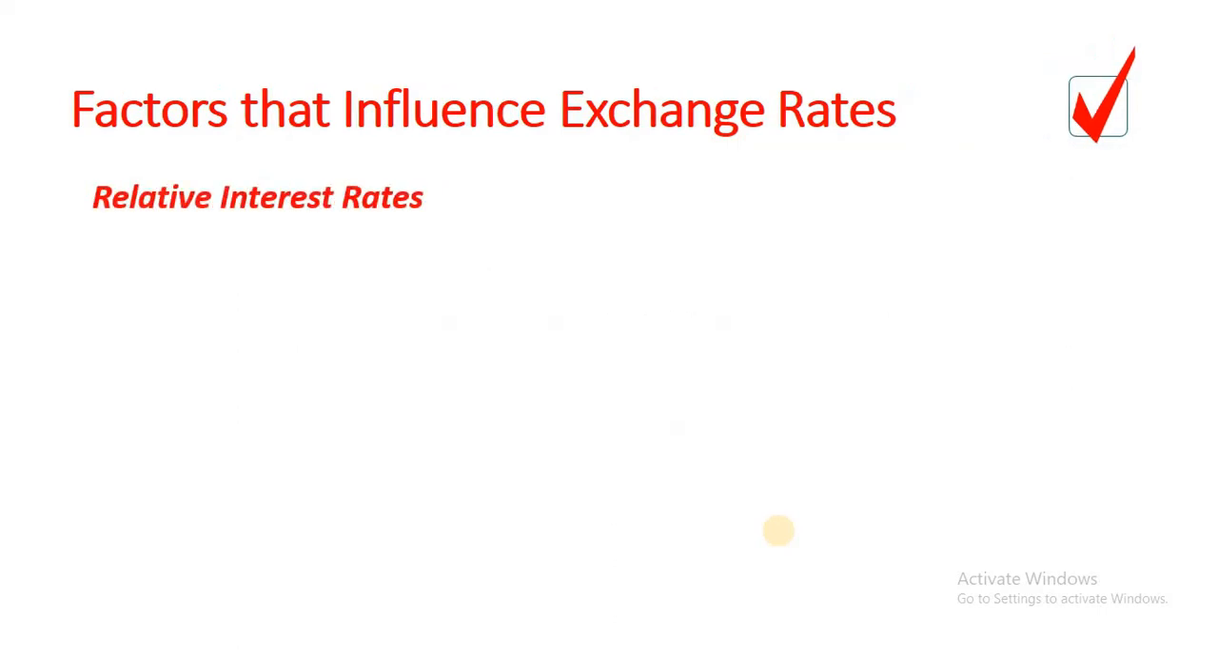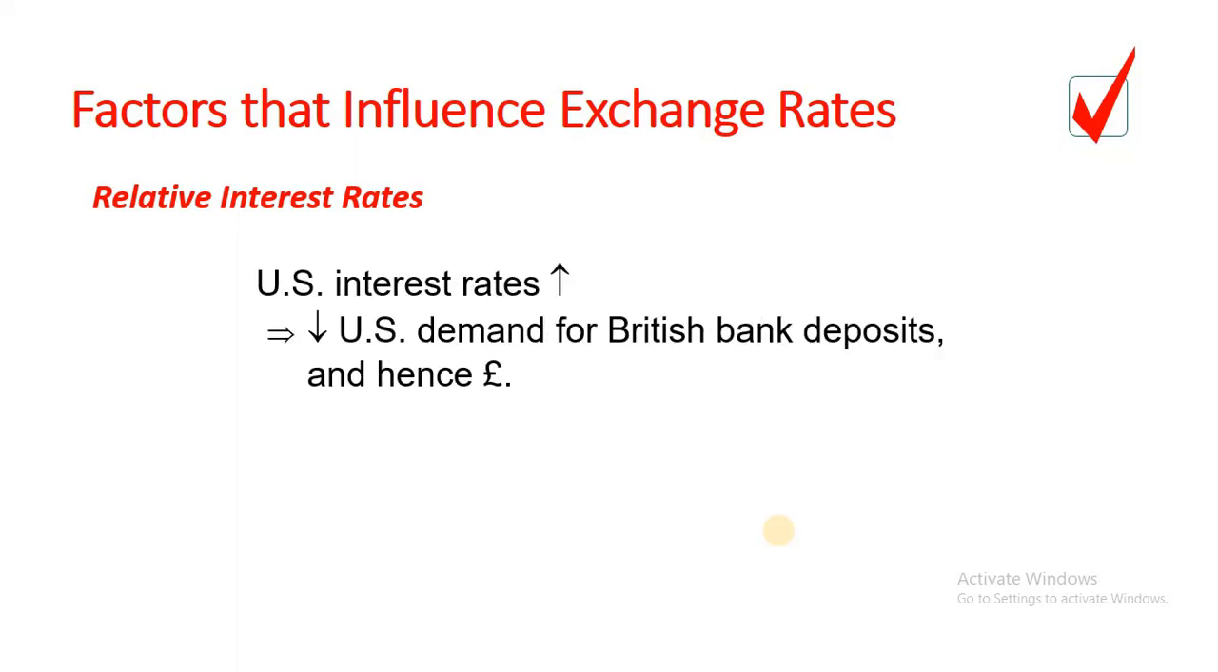Now, let's look at relative interest rates. Again, we are comparing the interest rates between USA and UK, and we are assuming that US interest rates are higher than the British interest rates. So, interest rates in USA are more attractive than the interest rates in the United Kingdom. In this case, American investors will not prefer their bank deposit in the UK because US interests are more attractive than the British interests. Therefore, there will be less demand for British pound in the US.